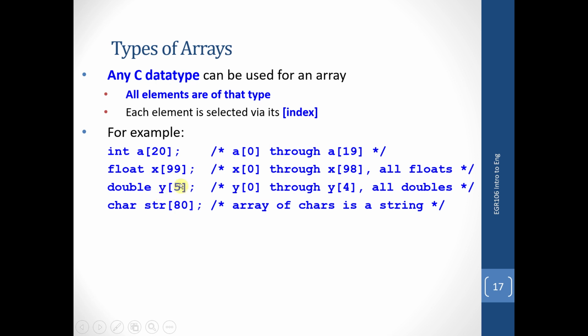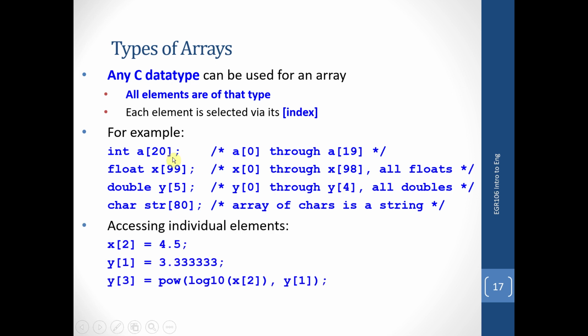Y5, this one's probably easier to think about. I have Y0, Y1, Y2, Y3, and Y4, and that's a total of 5. So the number in the declaration gives you the total, but the individual indices will always start at 0, and the last one will be the total minus 1.